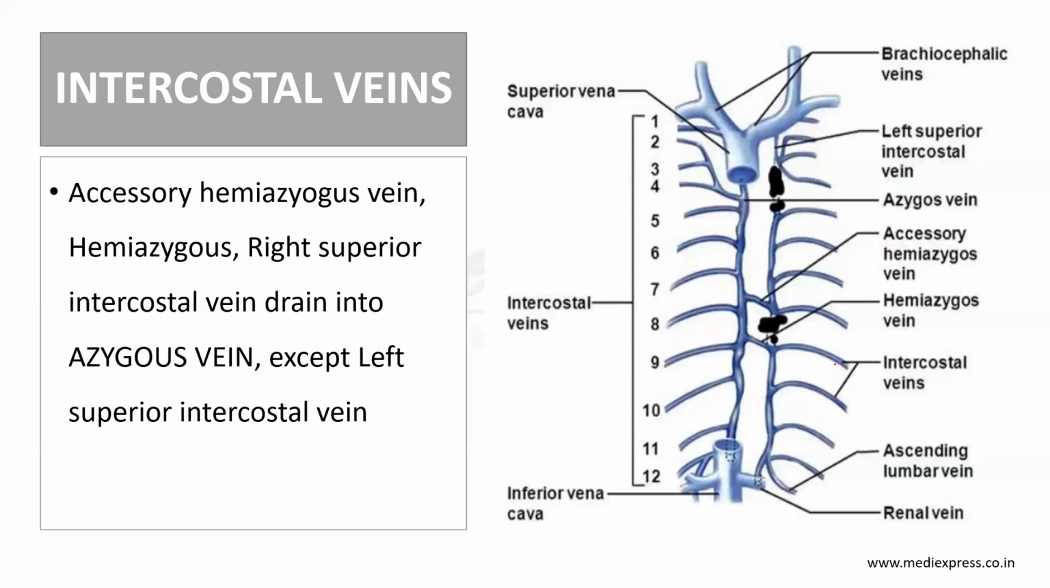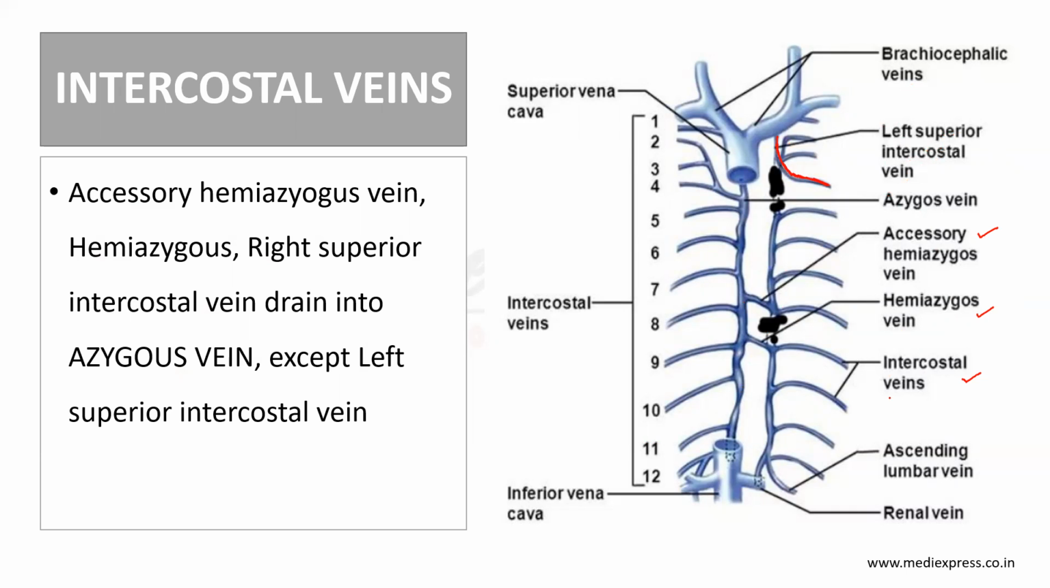All these drain into the azygos vein. Azygos vein you can see over here. So may it be the accessory hemiazygos vein or hemiazygos vein and the right superior intercostal veins, these drain into the azygos vein. But here you can see your vein. I'll mark it in red. It comes outwards, and that is called the left superior intercostal vein.